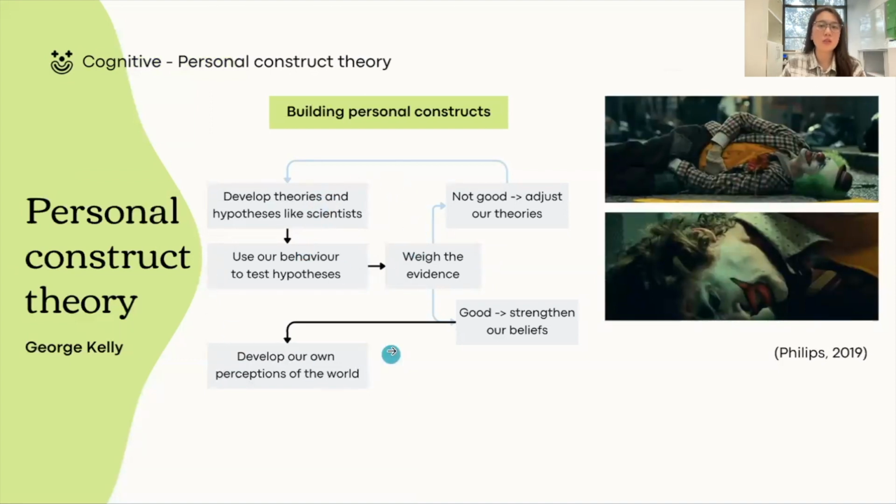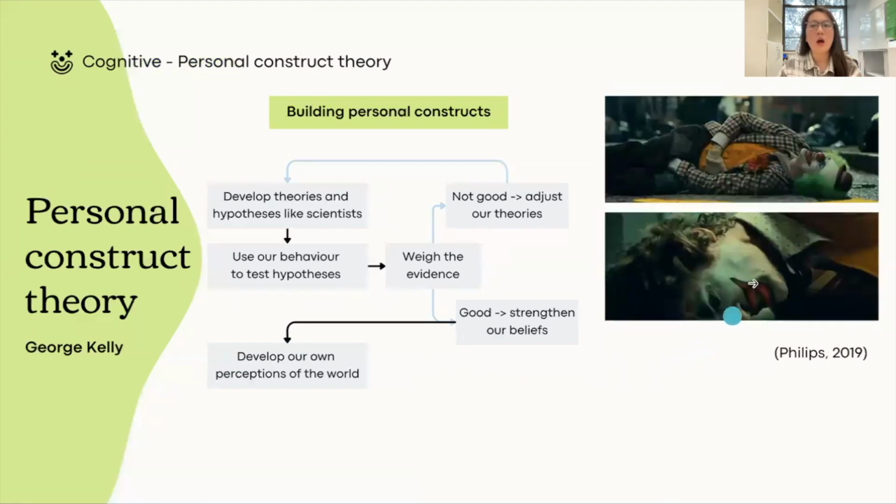So in this whole process, by developing tons of constructs, we develop our own perception of the world. Therefore, a construct is like a concept. Because we add our own views to it, it becomes a personal construct, representing our worldview. Let's use Arthur Fleck's example to explain it.